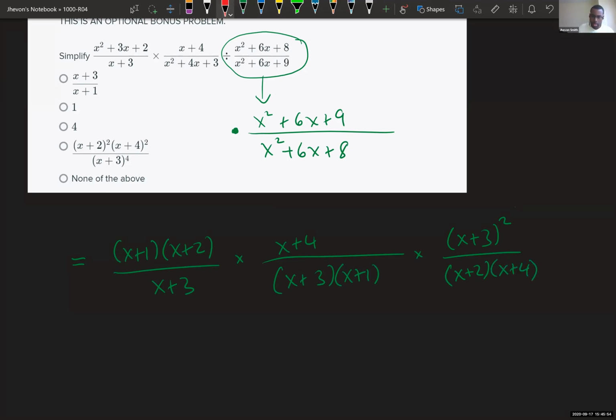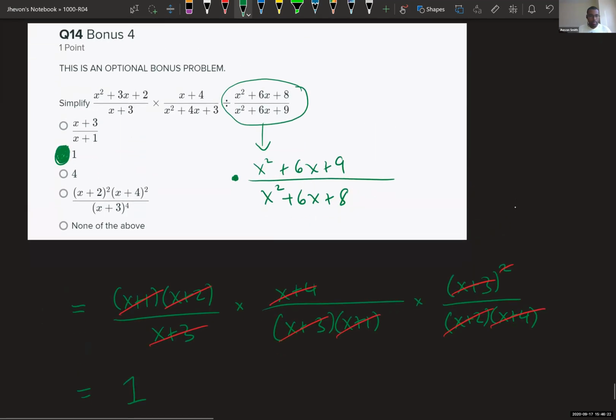And then you cancel the common terms from the top and the bottom. So x plus 4s are gone. This x plus 3 cancels one of those. This x plus 3 cancels the other one. This one cancels that. x plus 2 cancels that. Notice everyone cancels, so you're actually just left with 1. So that all simplifies to 1.